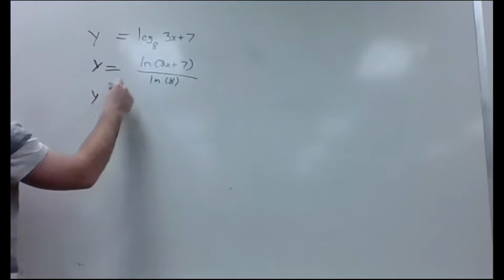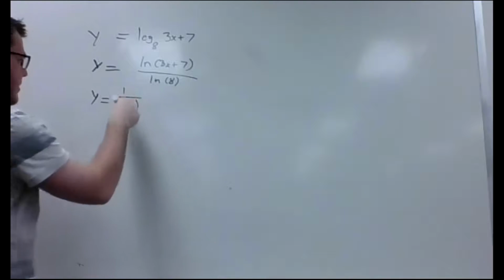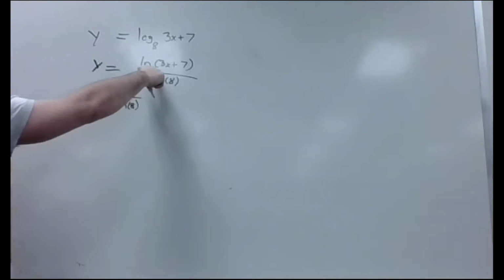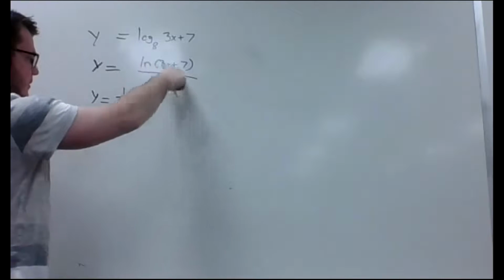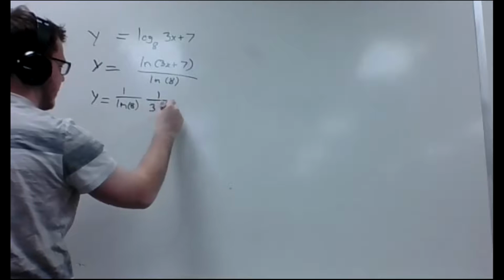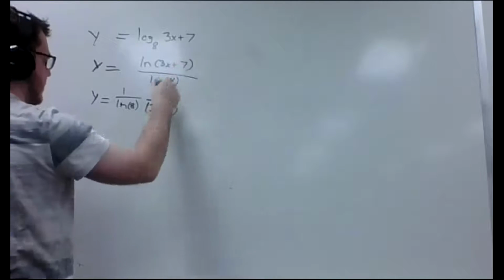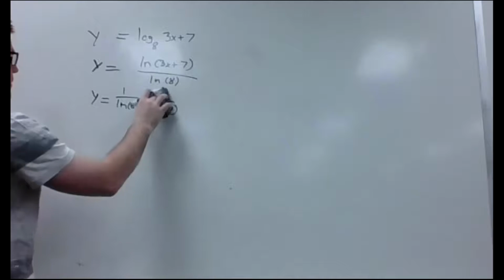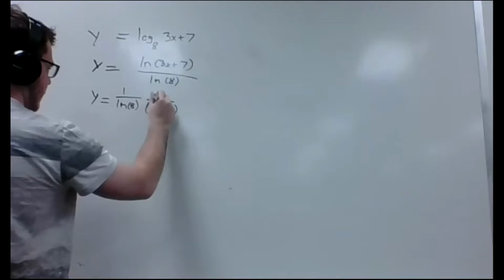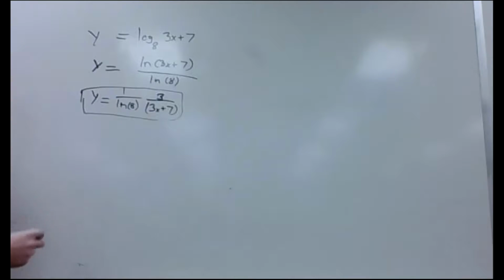So we can separate out 1 over ln 8 because it's a constant. We can just take that out. And then we can use the ln derivative rule, so it's 1 over the inside function times the derivative, which happens to be 3. And that would be our answer. It's not really a hard problem. It's just remembering that you can do this.